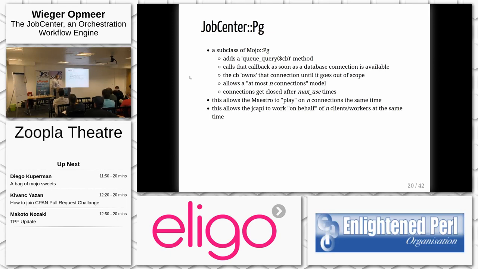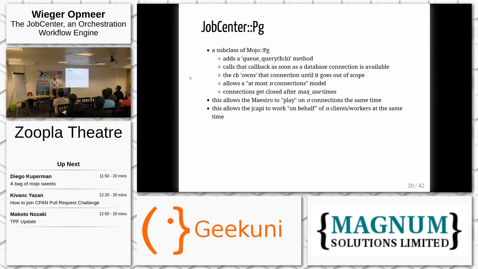One thing is that the connections get closed after a limited amount of time, as in 5,000 queries or something like that. That is because in Postgres 9.6 there is a memory leak if you use stored procedures in a specific way. We happen to do that, so we trigger the memory leak. By reusing connections, it's ignorable.